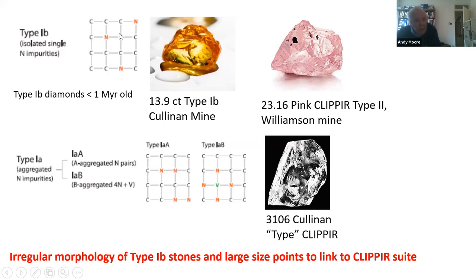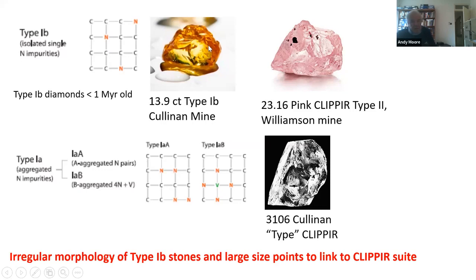And these 1b diamonds don't last long in the mantle, because what happens is very rapidly, certainly over less than 1 million years, the nitrogen starts reorganizing itself into pairs of atoms. So this transition from the 1b to the paired nitrogen atoms takes place in less than 1 million years. So when you find these rare type 1b diamonds, they're young diamonds. They formed shortly before being caught up by the kimberlite.